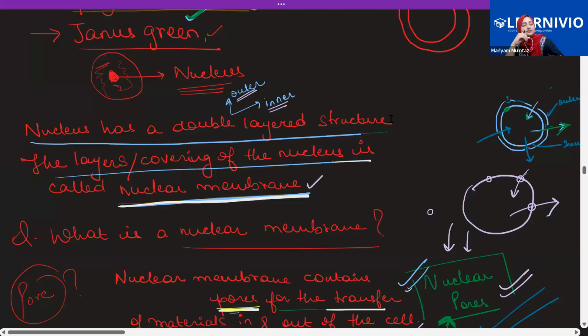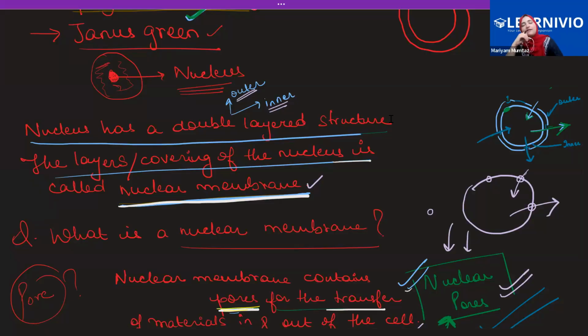Now tell me one thing. Will the prokaryotes have the nuclear membrane? No, ma'am. Why? Ma'am, prokaryotic cells do not have a nucleus and nuclear membrane in them. Very good, exactly. The prokaryotic cells do not have a nucleus. How will they have a nuclear membrane? Because any kind of membrane bound structure is not present in them, right?